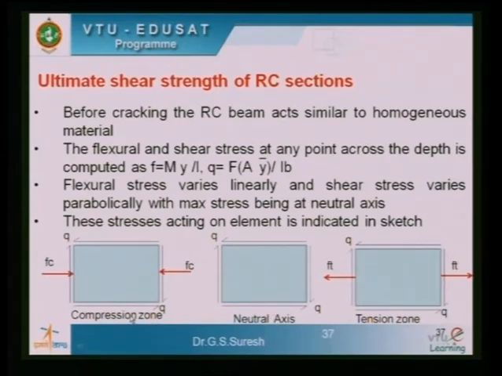The first element is at the top, that is above the neutral axis. It is a small element of area dA which is subjected to compressive force Fc due to bending, given by the formula F is equal to MY by I before it cracks. Of course, I am considering the section right now for a homogeneous material. I assume the concrete has not cracked. Let us see after this how it happens in the case of an RCC beam which cracks.